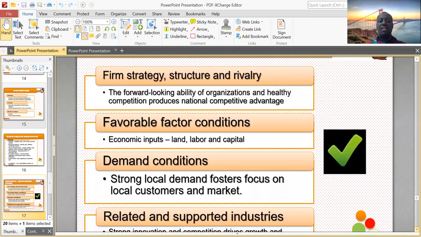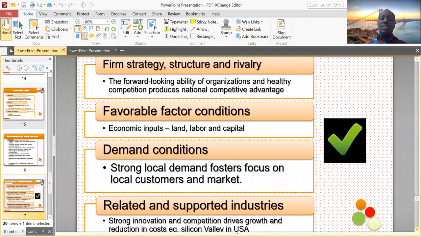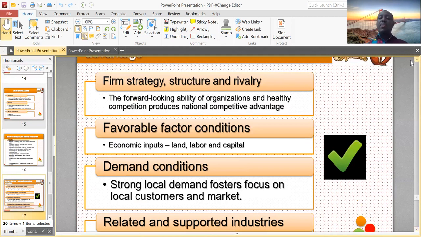So there are 4 factors in this diamond. The first is the firm strategy. The second is favorable factor conditions. The third is demand conditions. And the fourth is related and support industry. So all these things help to drive national competitive advantage. So let's talk about firm strategy, structure and rivalry.